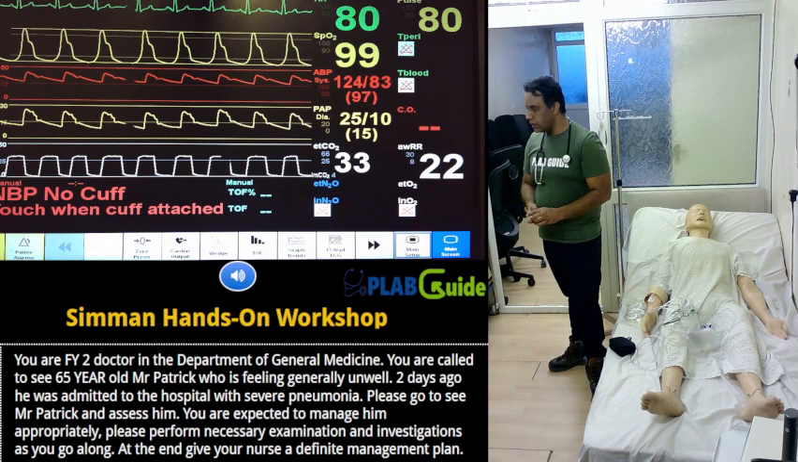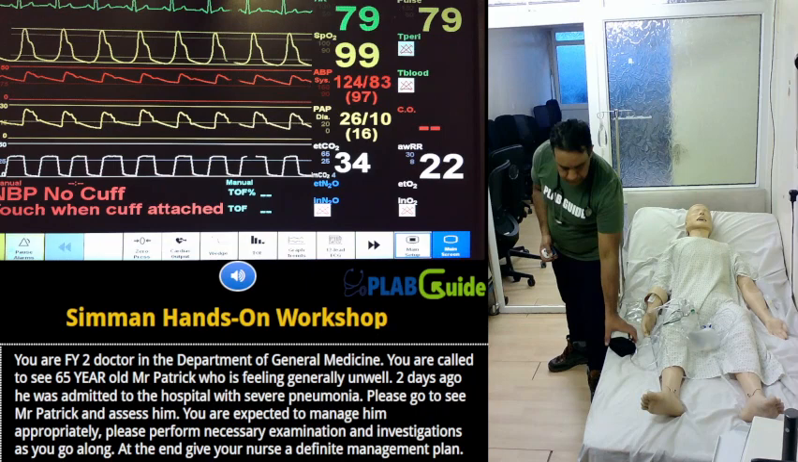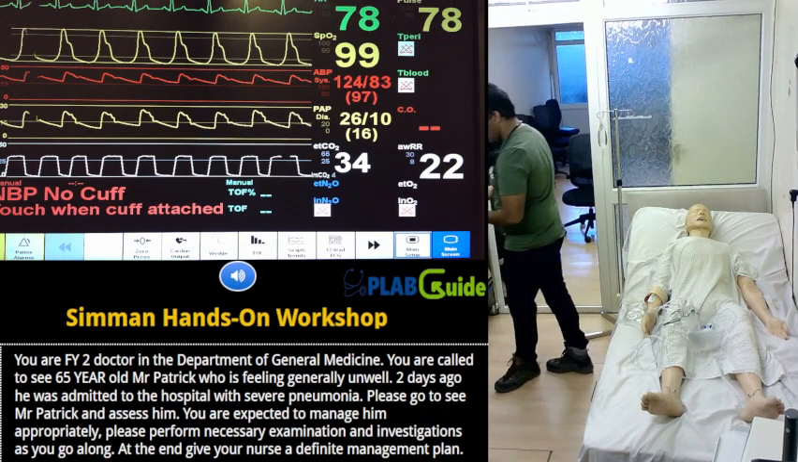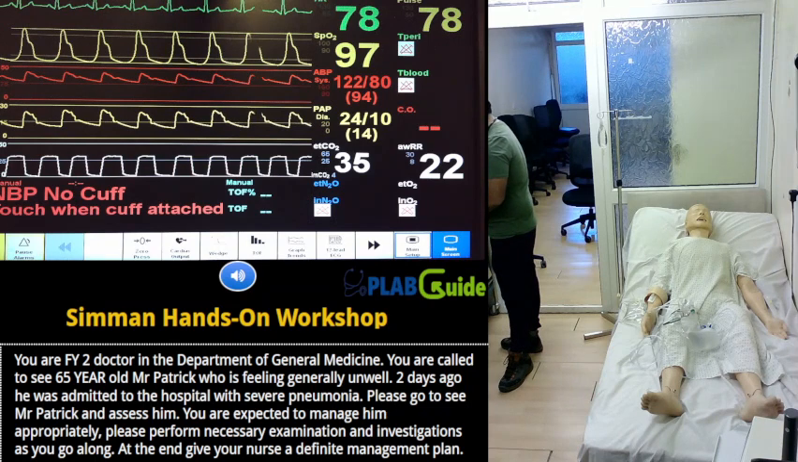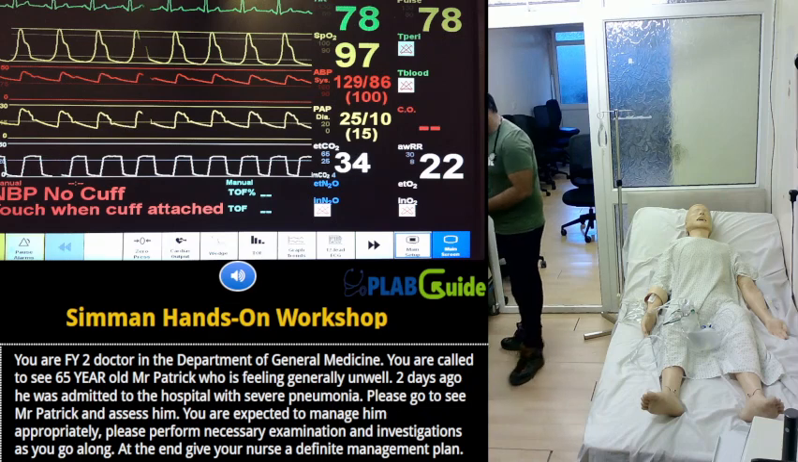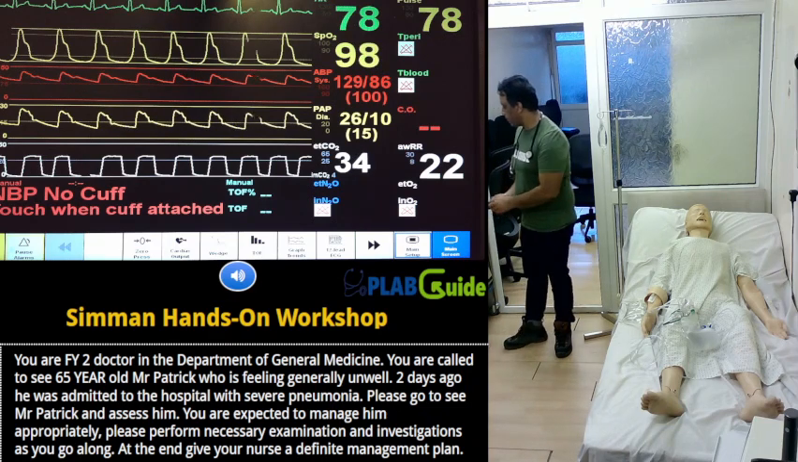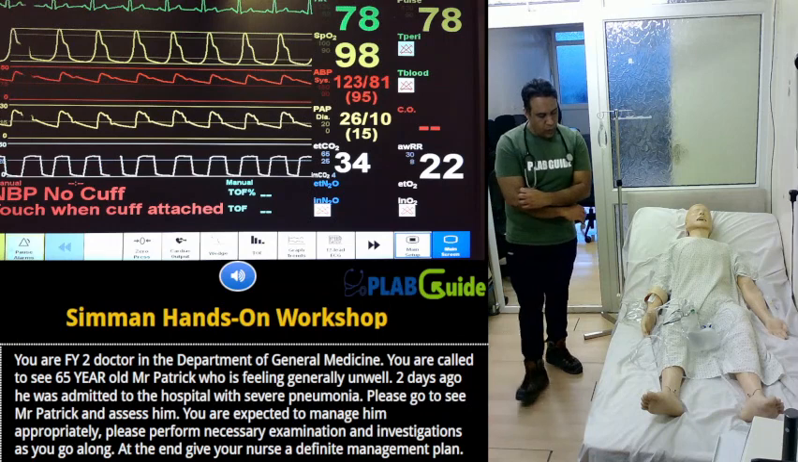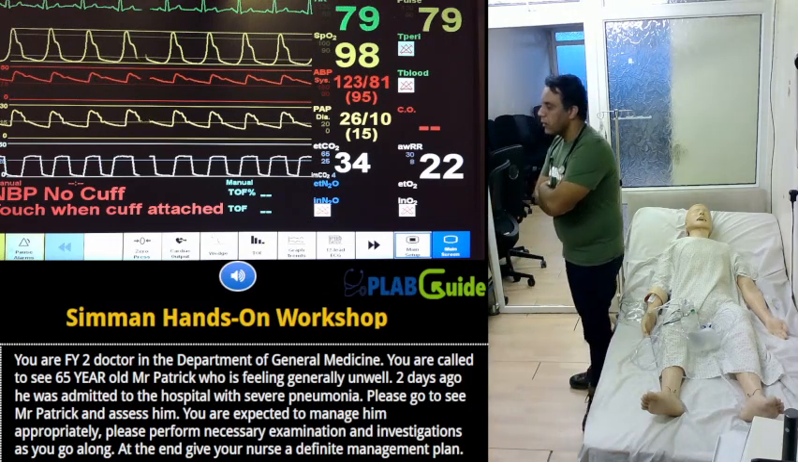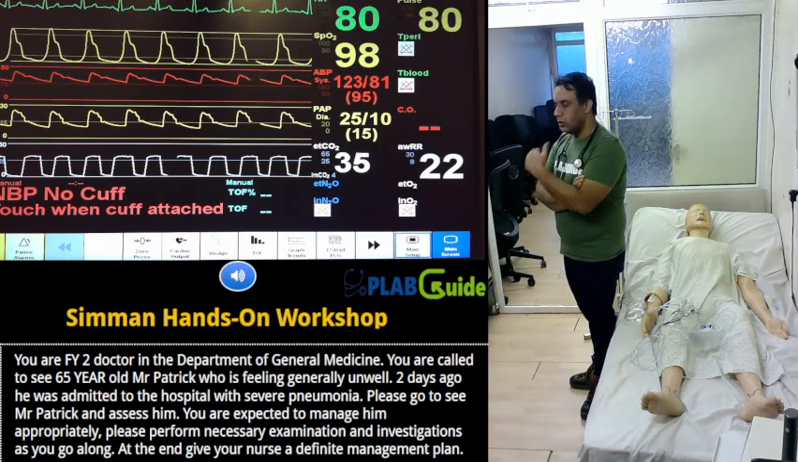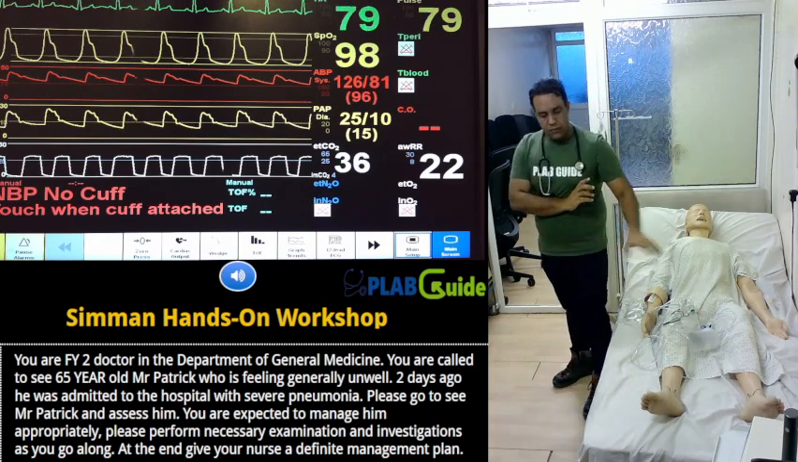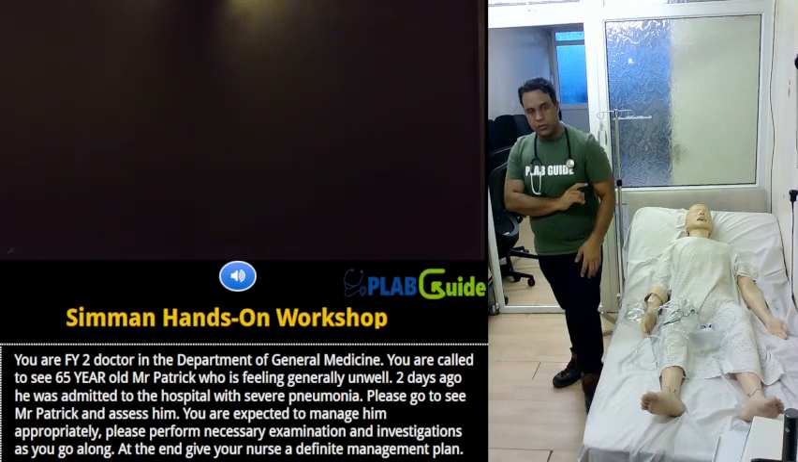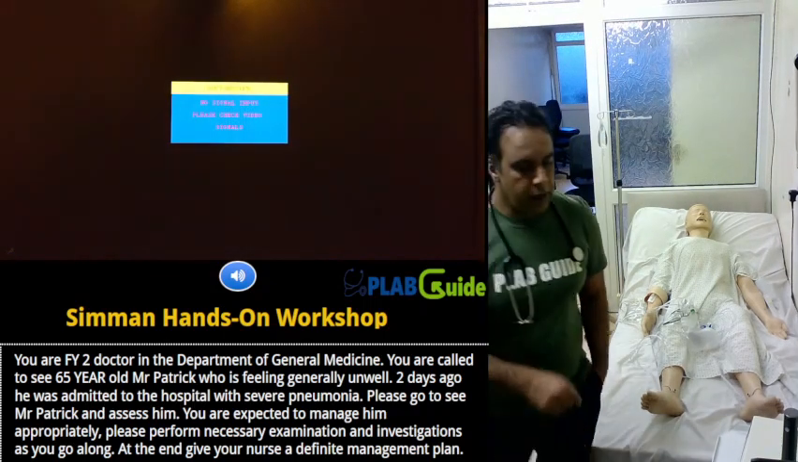Does it make sense? Yes. We're done with this. Now, when you are in the cubicle, you need to do assessment in two different places. One on the patient, second on the monitor. So it is very important.